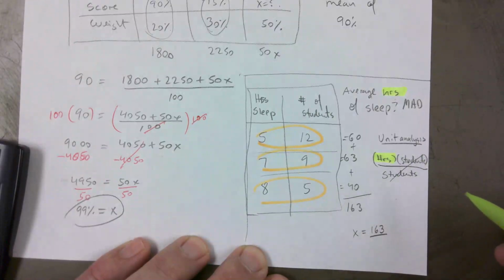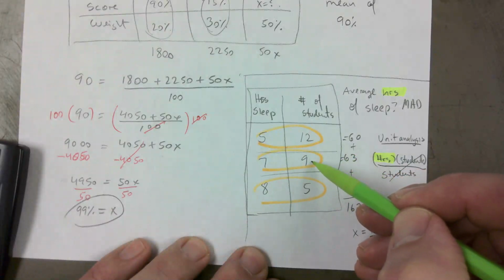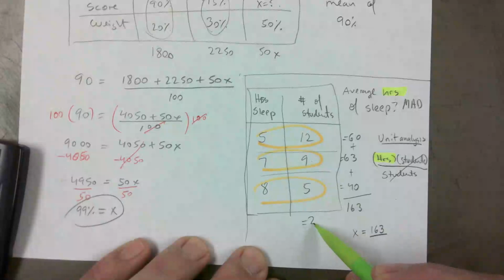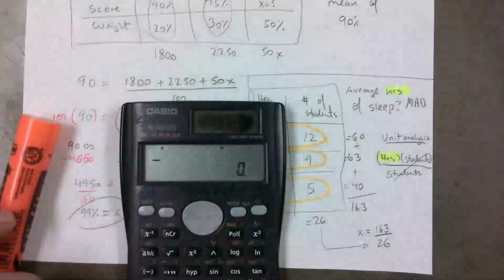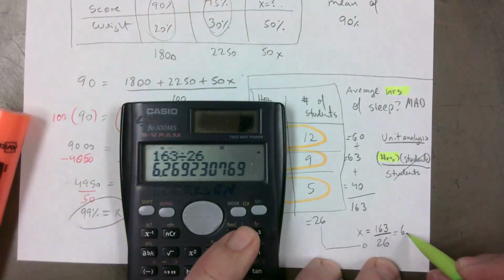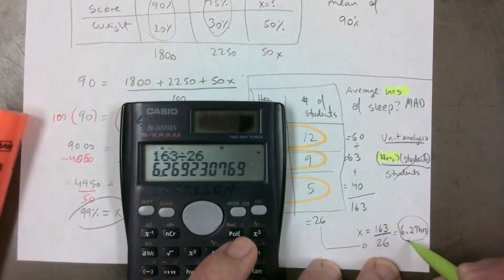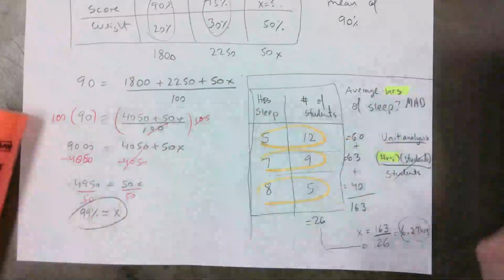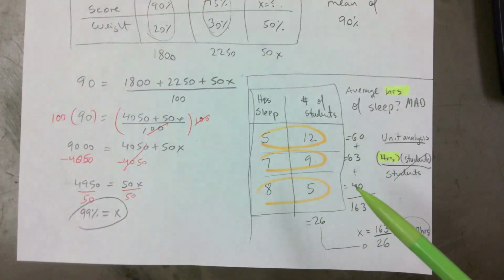students. So we add this up, we got 12 and 9, that's 21, and 5 is 26. So we're going to put the 26 here, and it's 163 divided by 26, and that's 6.27 hours of sleep on average that a student gets in this particular scenario. So that's a weighted mean without percentages.